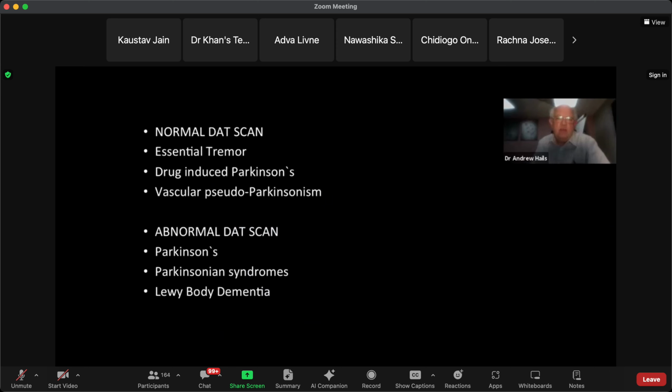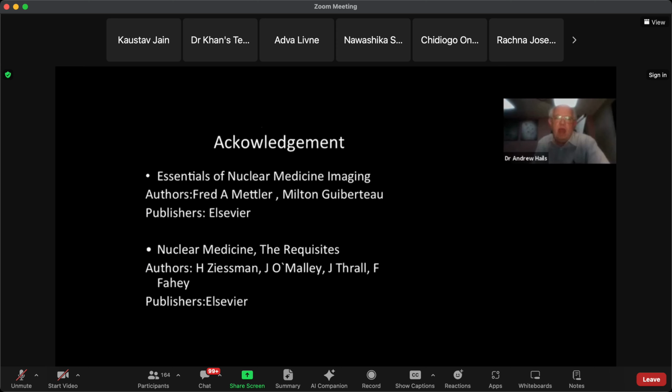So there we have just what I've said. And that's really me finished. I just wanted to say that these two books are very good. And if you want to read some basic nuclear medicine, I'd recommend either of these two books.